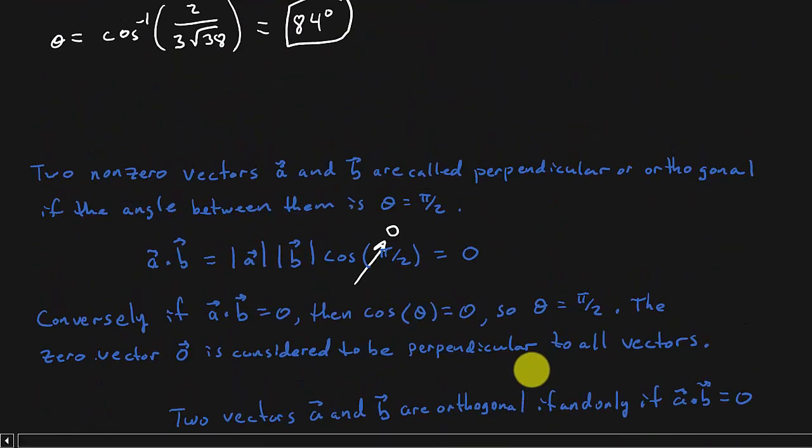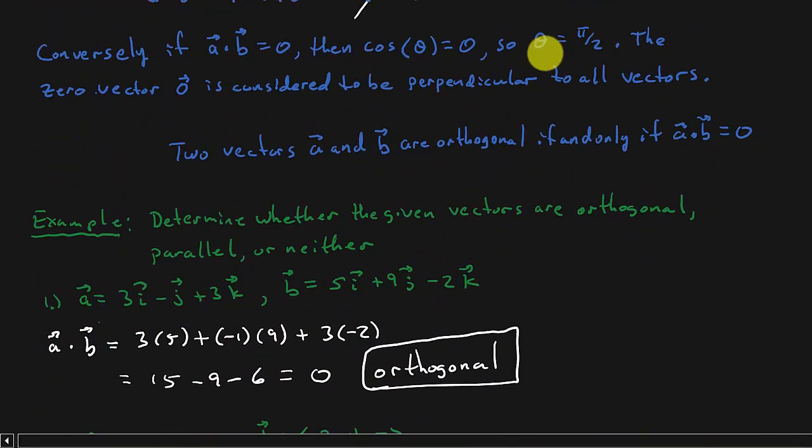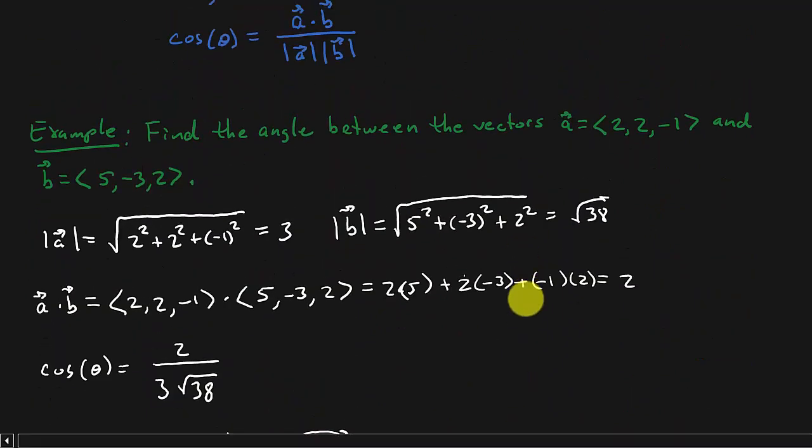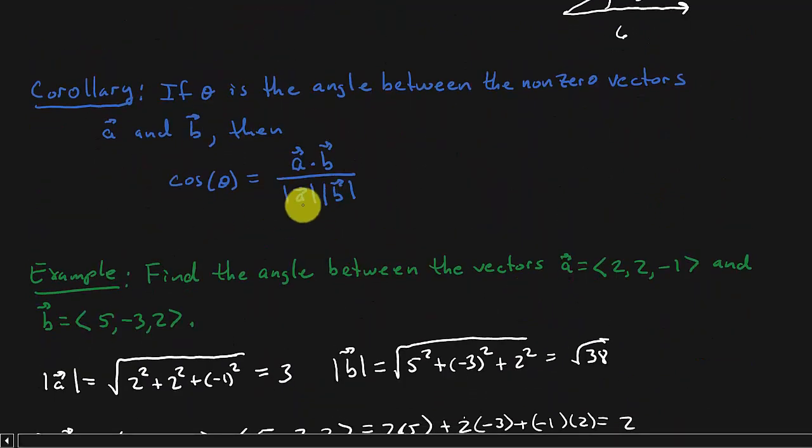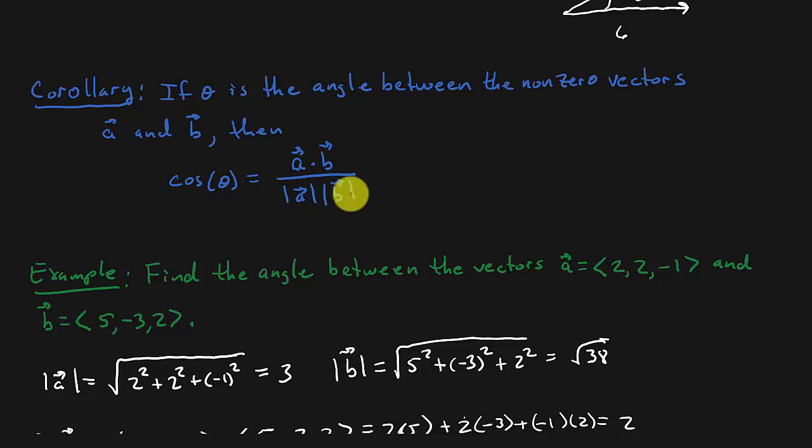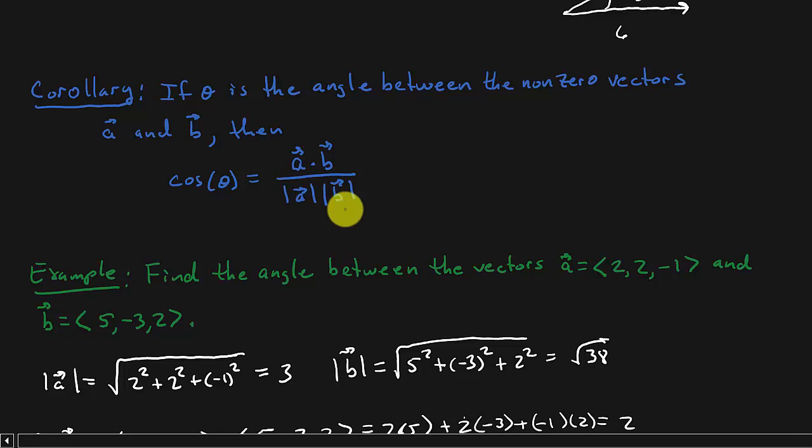Let's just go back up here to, where was it? Right here, this right here. So think about this. These magnitudes down here, they're going to be positive, right? When you find the magnitude of a vector, that's positive. So this denominator is going to always be positive. So look at this. If the dot product is positive, then when I take the inverse cosine, that's going to give me an angle in the first quadrant.